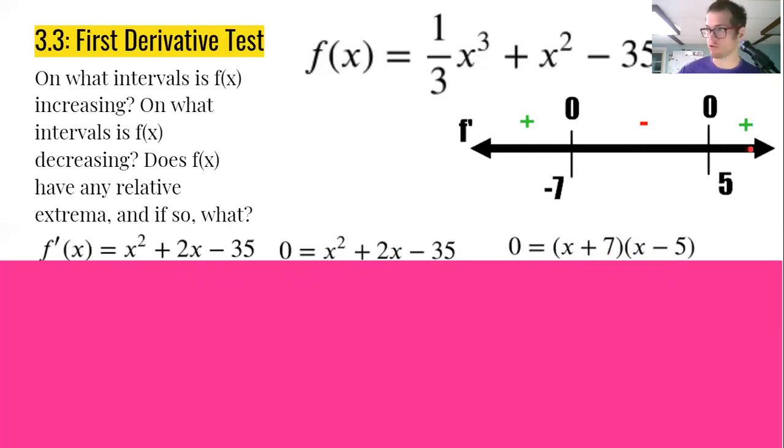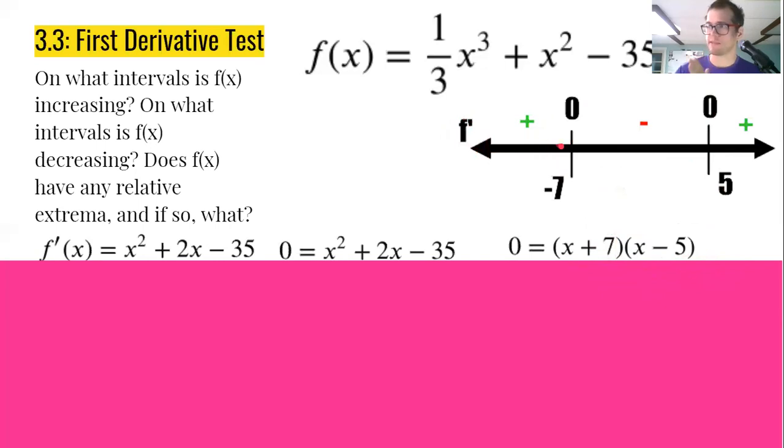So I drew my sign chart, labeled it with f prime so I know what I'm talking about. It's not f, this is f prime. Then -7 and 5 both give me zeros. Now I need to test something on each of those intervals. What's really nice about polynomials, especially in factored form, is you can just test each piece and go from there. Let me show you what I mean.